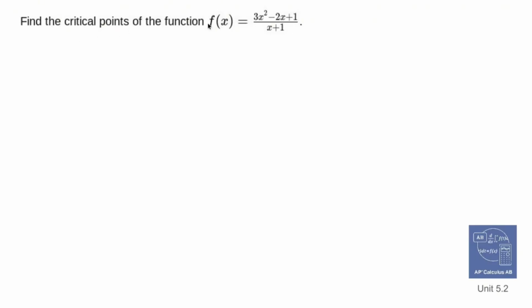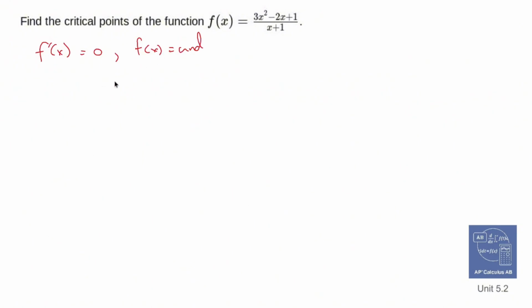Find the critical points of the function f of x equals 3x squared minus 2x plus 1 all over x plus 1. Well, usually when we're finding the critical points, we have some type of polynomial. Now we have a rational function, which means not only do we care when f prime of x equals 0, but we also care about when the original function is undefined. So we'll deal with that when we have to deal with that.